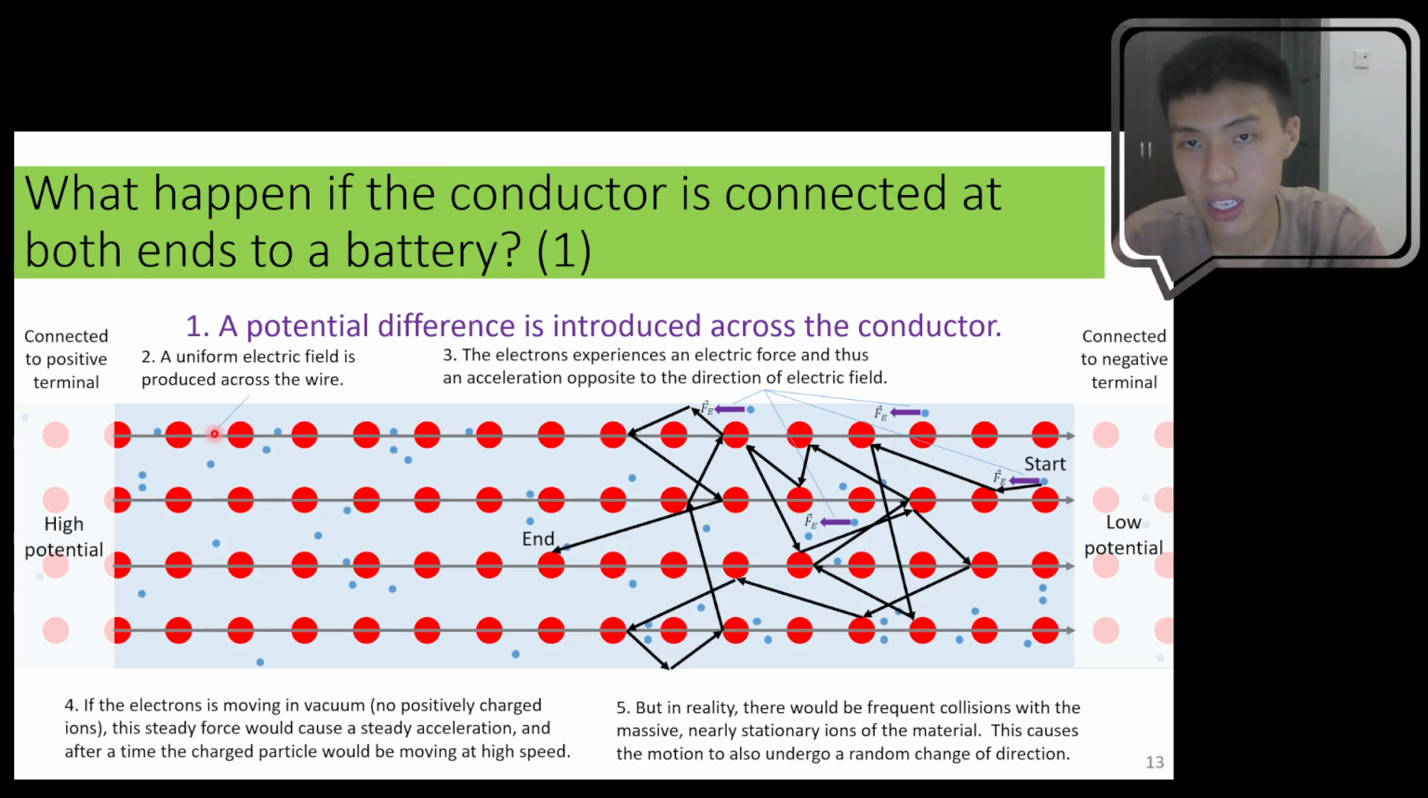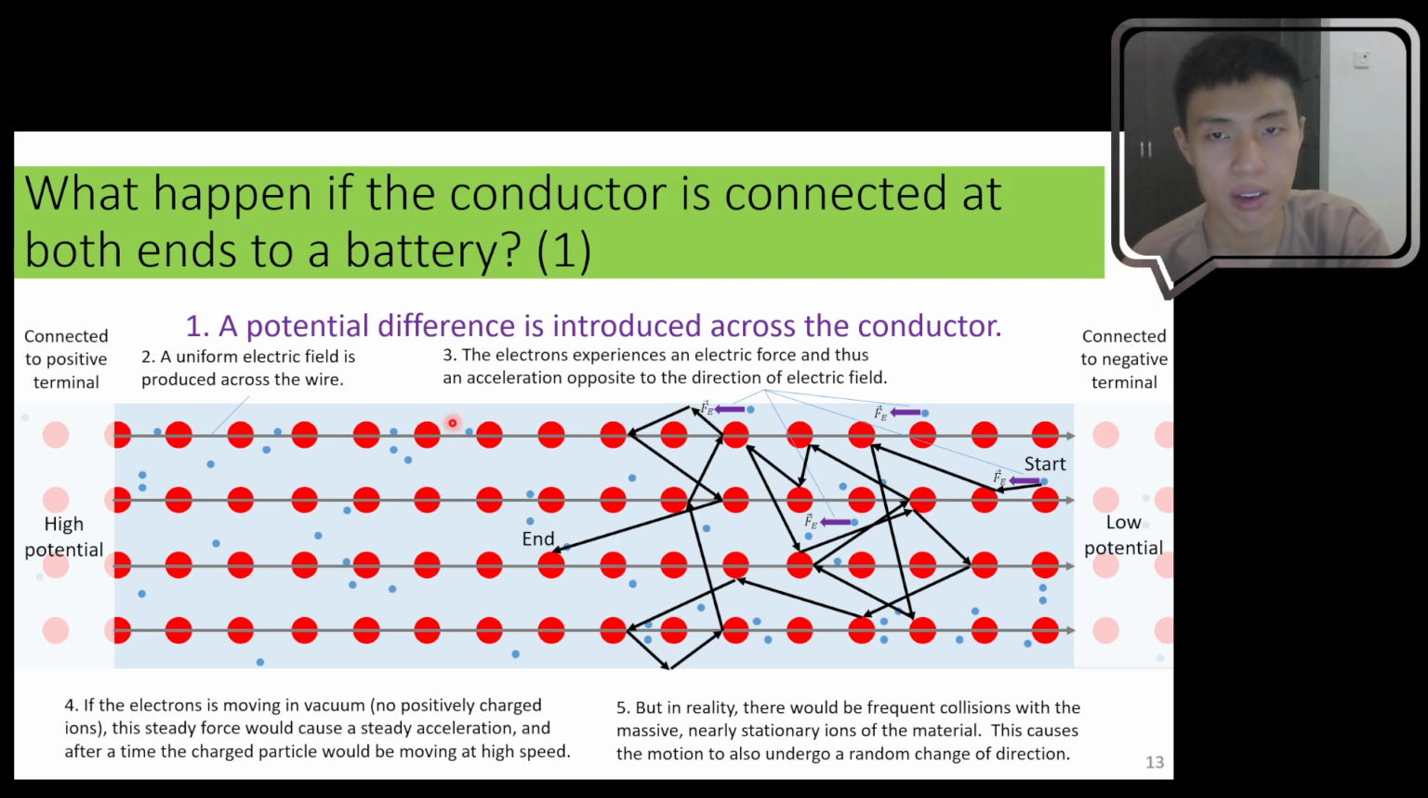Okay, so what happens is, first you have a uniform electric field produced across the wire. So it goes from the high potential region to the low potential region. That's why you can see this electric field is pointing to the right now. When you have an electric field pointing to the right, the electrons will experience an electric force. Why? It's because they interact with this electric field. The electric field is pointing to the right, so the electric force will be pointing to the left because electrons are negatively charged. So the force experienced by the charge is opposite to the direction of the electric field. So all these electrons are experiencing a force to the left.